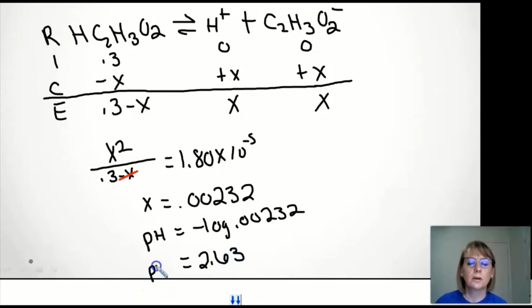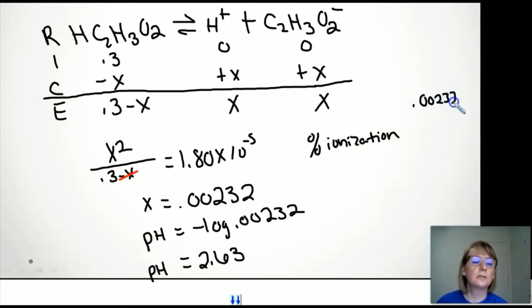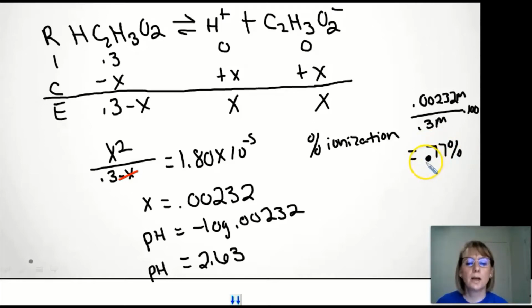It's still quite a bit acidic there. And to do our percent ionization, which is what percentage of it is breaking down, it's always the x over the initial. So we have 0.00232 divided by 0.3 molarity, times 100. And we'll find that this breaks down only 0.77% of the time, not 77%, which is why we consider it a weak acid.